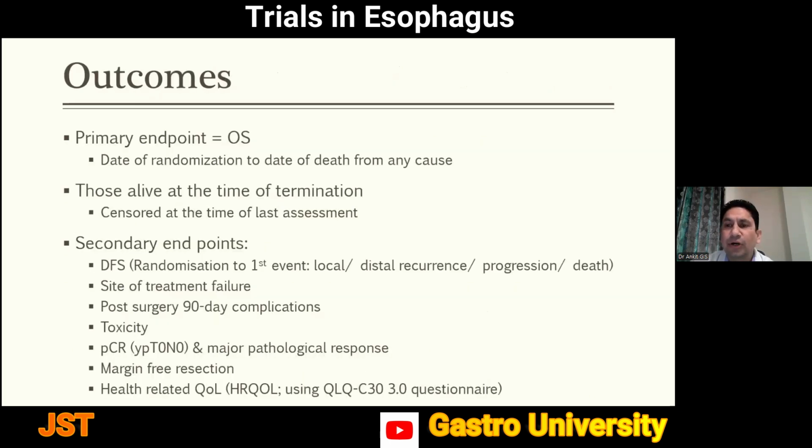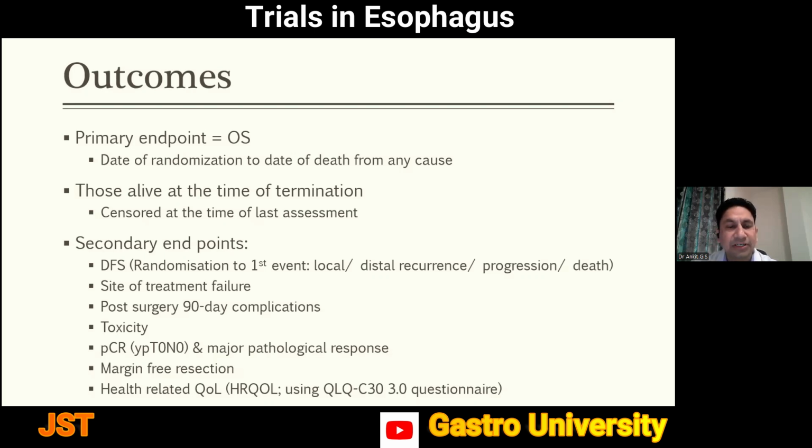The primary endpoint was kept to be overall survival. It was defined from date of randomization to death from any cause. And those alive at the time of termination of the trial were censored at the time of last assessment. Censoring refers to a situation where the exact timing of an event is not known. In the context of this trial, it was because the trial was stopped prematurely in between without complete accrual.